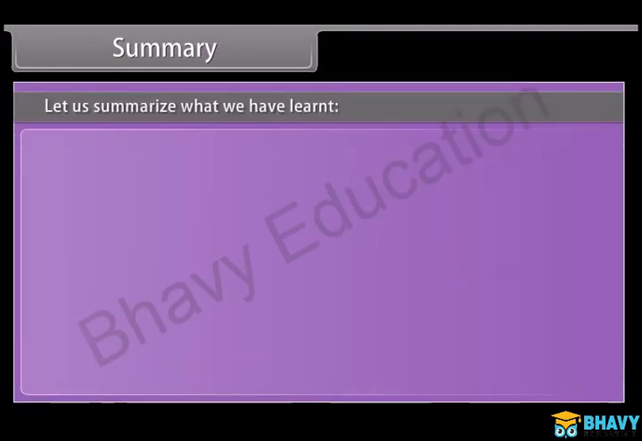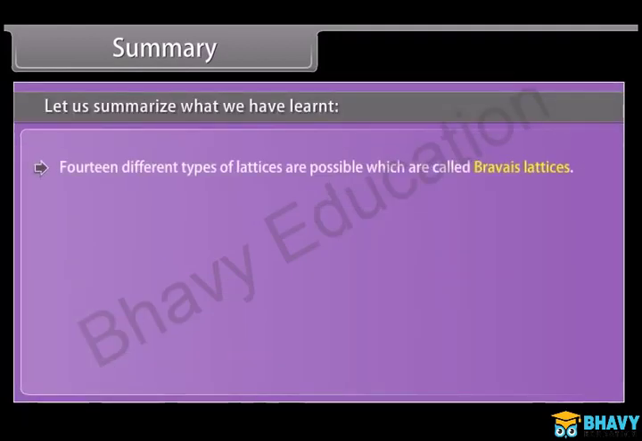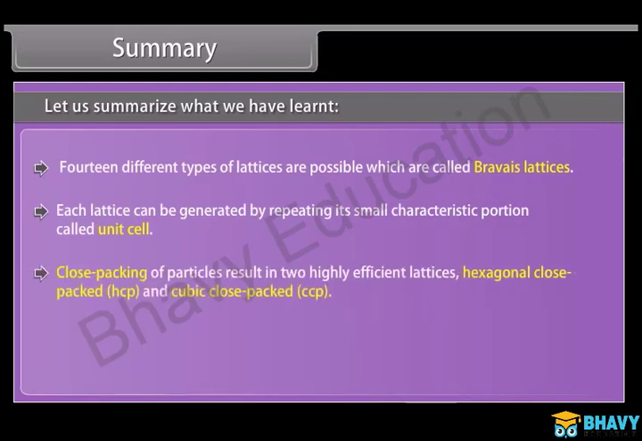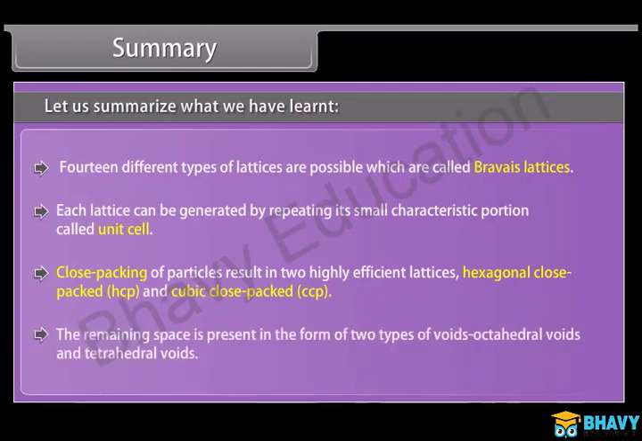Summary. Let us summarize what we have learned. 14 different types of lattices are possible, which are called Bravais lattices. Each lattice can be generated by repeating its small characteristic portion called unit cell. Close packing of particles results in two highly efficient lattices, hexagonal close packed HCP and cubic close packed CCP. The remaining space is present in the form of two types of voids, octahedral voids and tetrahedral voids.